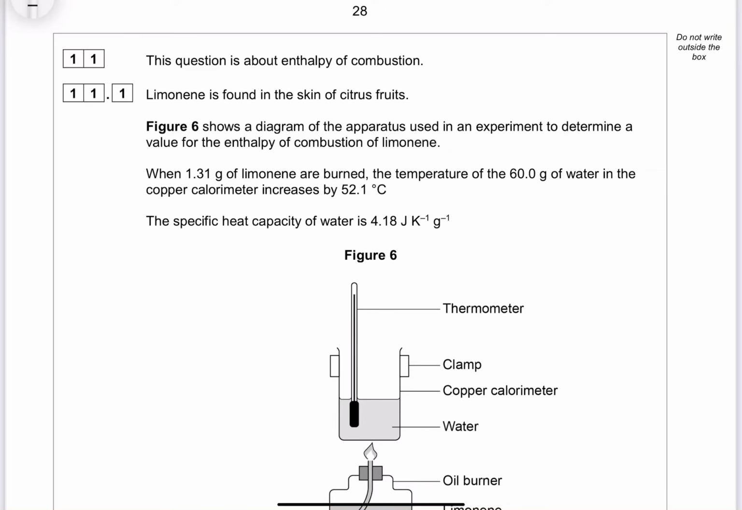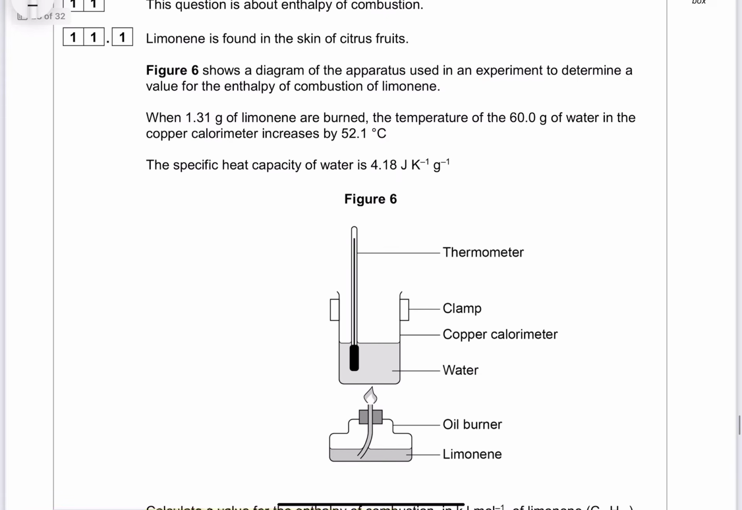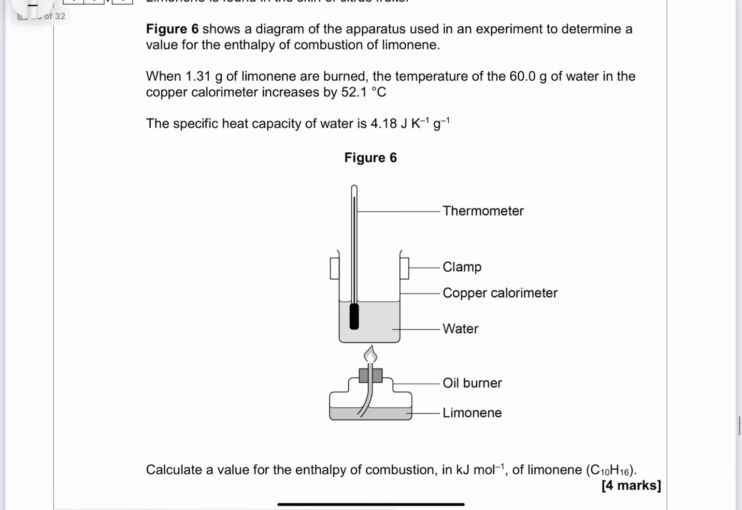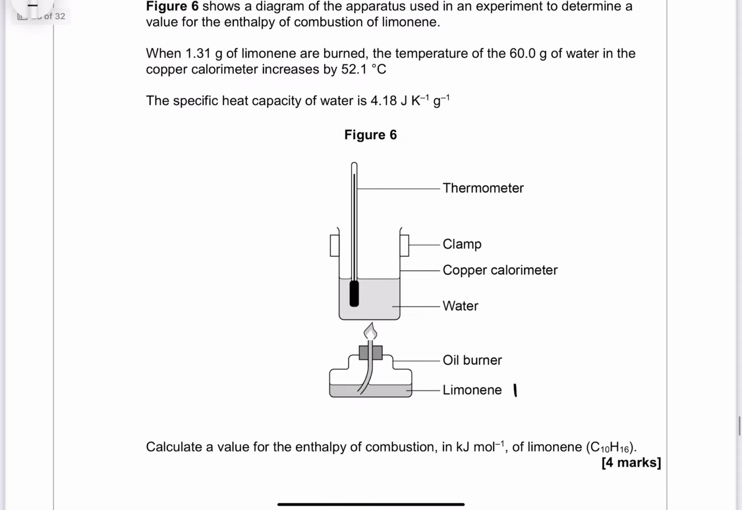This question is about enthalpy of combustion. Limonene is found in the skin of citrus fruits. Figure 6 shows a diagram of the apparatus used in an experiment to determine a value for the enthalpy of combustion of limonene. When 1.31 grams of limonene are burnt, the temperature of 60 grams of water in the copper calorimeter increases by 52.1 degrees C. Increases, so delta H is negative, exothermic.